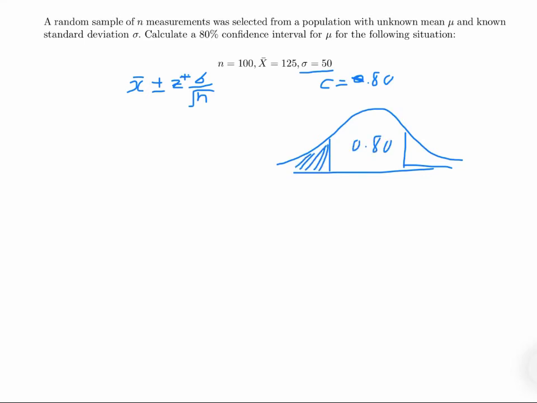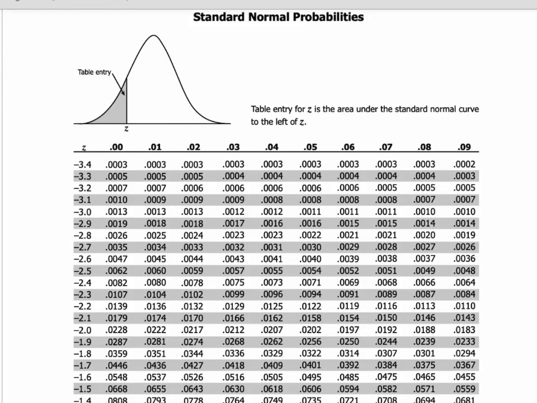Now let me draw the z curve, the normal curve, and the area. The middle area is 0.80. Therefore this area and this area must add to 0.20, so this is 0.1. Now we need z star, a negative number here and a positive number here. So go to the z table. We are again in the z table. We are looking for 0.1.